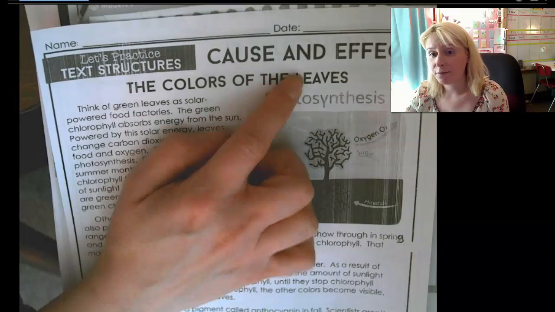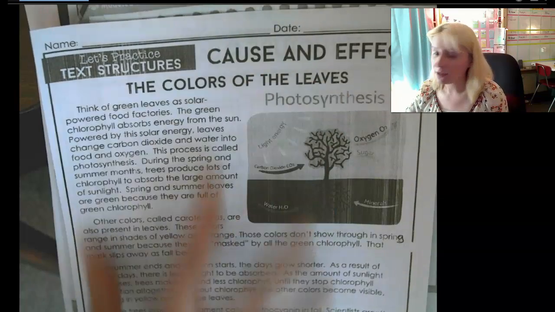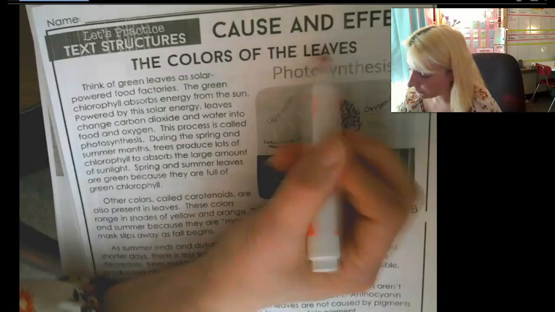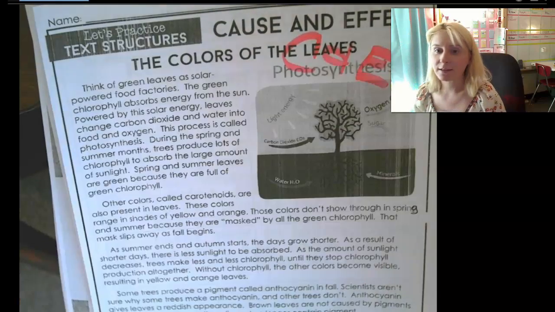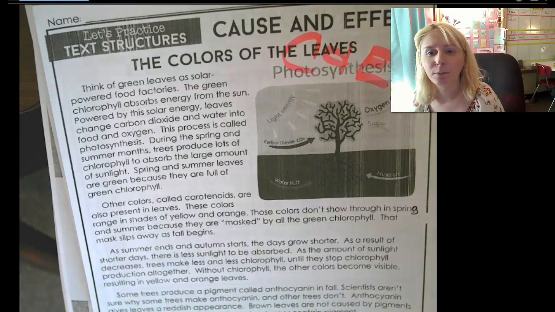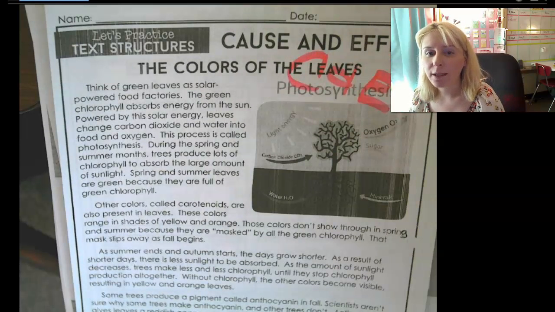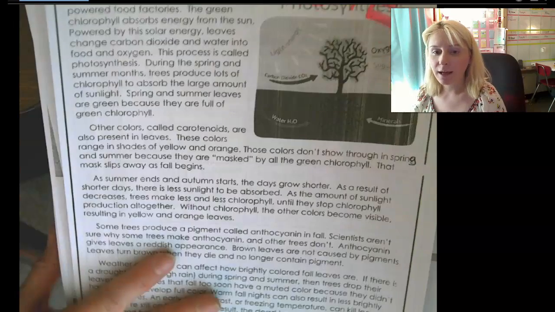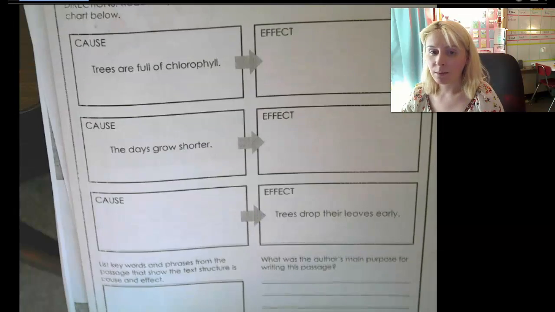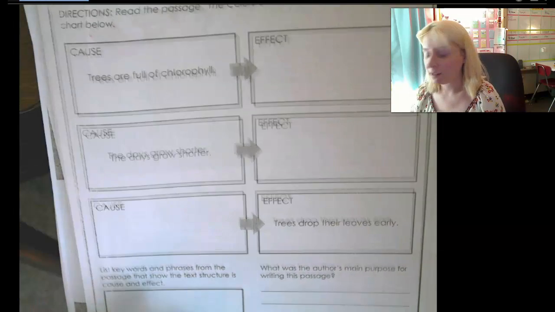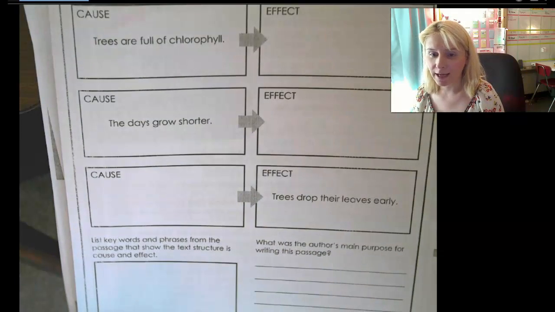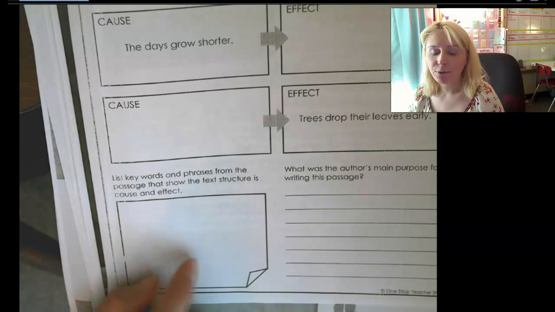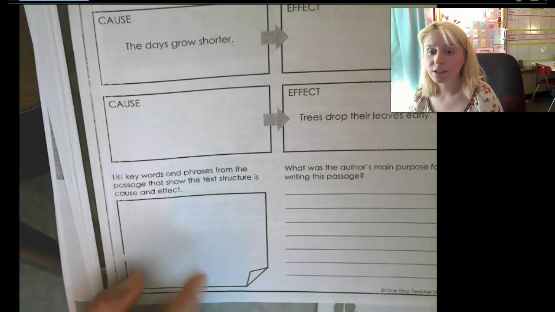All right, so this is specifically cause and effect as our text structure. So we already know that this is cause and effect. So I'm just going to write my C and E up there, even though it's already written for me, just to keep that habit going. It's called the colors of the leaves. So I will read aloud the front side, and then we will go through each of these on the back. Again, we're looking at cause and effect relationships here, something causing something else to happen. Down here, we'll be putting in signal words that we find, at least 3 signal words.